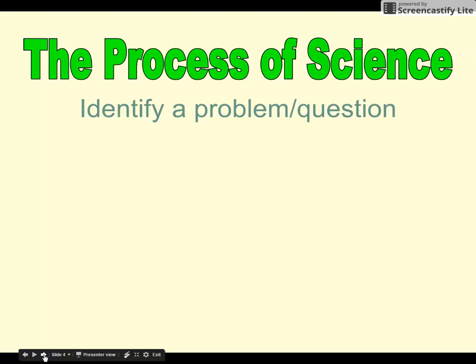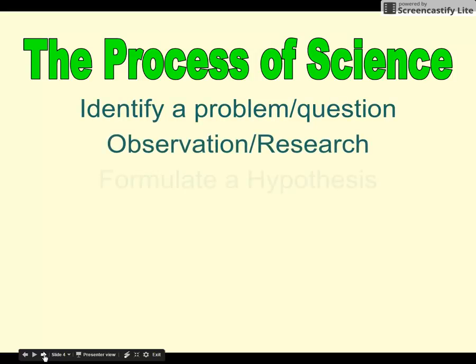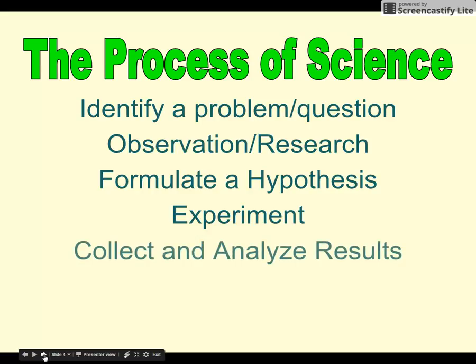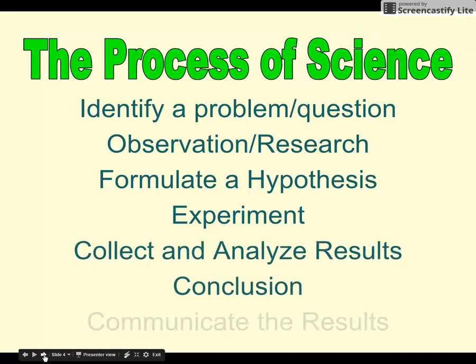In the process of science, we must identify a problem or question. Then use observation and research to help us formulate a hypothesis. Afterwards, experiment, collect and analyze results. From those results, form a conclusion, and then communicate the results with the scientific community and citizens of the world.